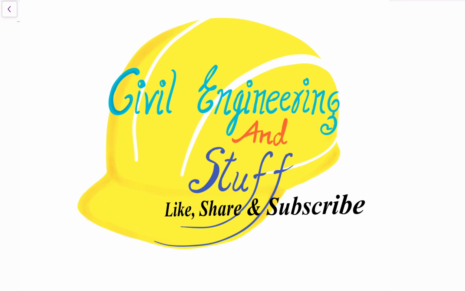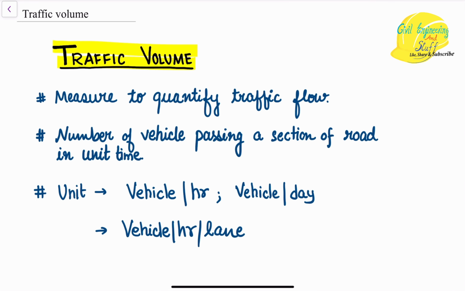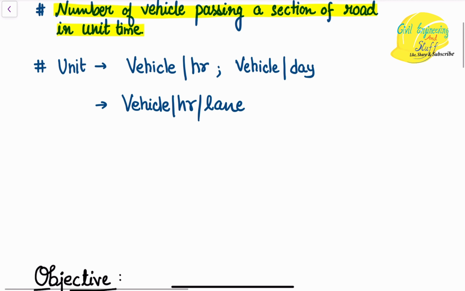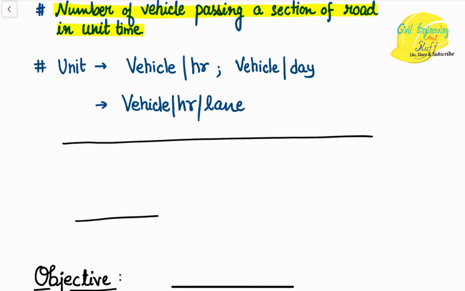And in today's video lecture, we are going to discuss traffic volume. Traffic volume is an important parameter that is used to measure the quantity of traffic that is moving in the study section. Traffic volume is defined as the number of vehicles passing a section of road per unit time. So what does this mean? We take a study section of which we want to study the quantity of traffic flow that is happening.